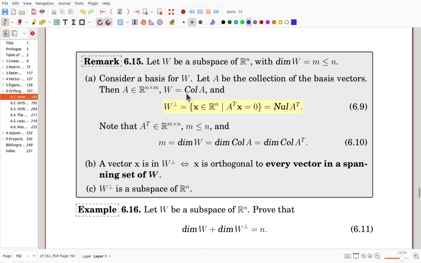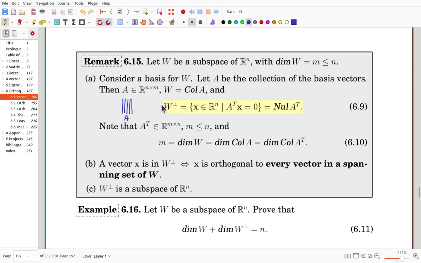Each column of A is a basis vector, so that their linear combinations will produce every vector in W. Now we consider W perp. W perp is a collection of vectors. We start with a basis for W. Now that is collected as a matrix A, so that A has such columns.